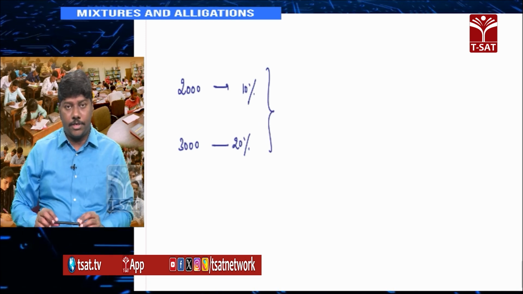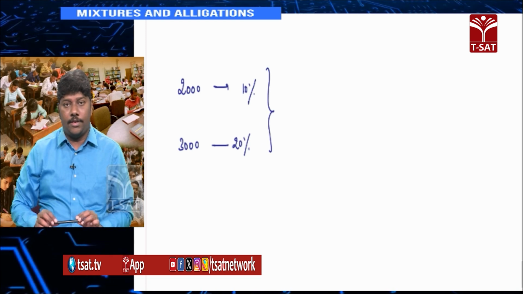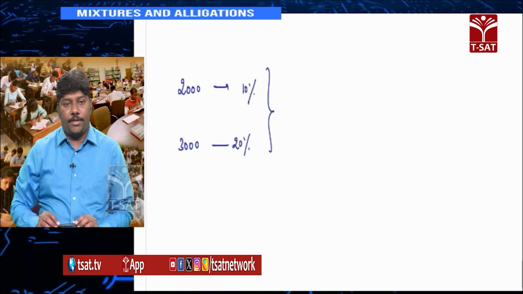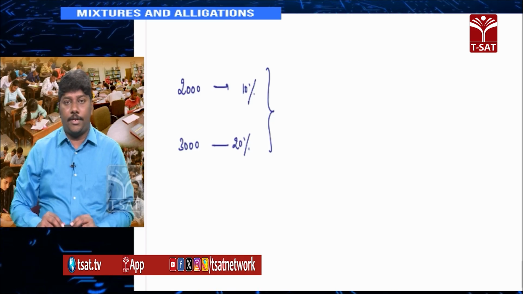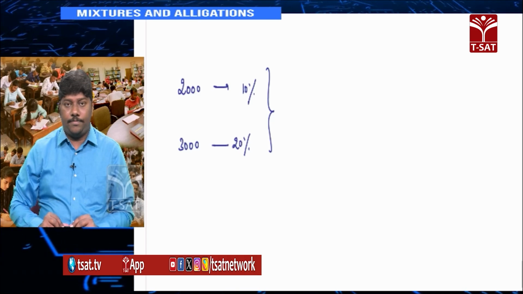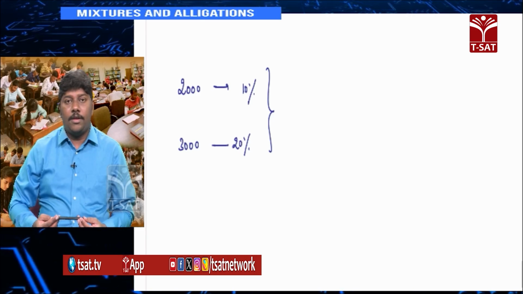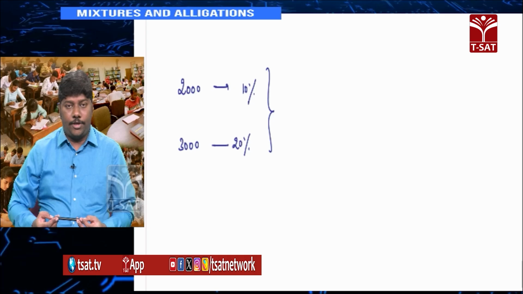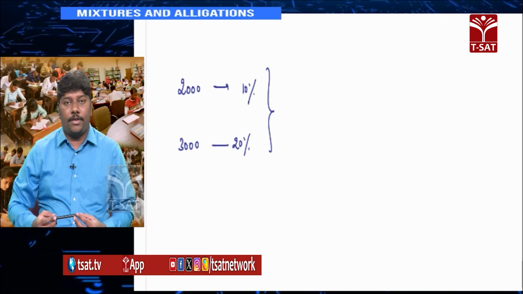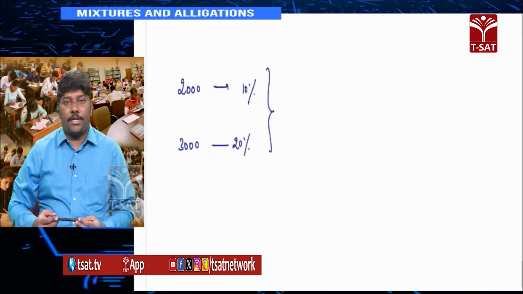I am dividing 5000 into two parts, 2000 and 3000. Upon 2000 I am getting 10% interest, upon 3000 I am getting 20% interest. What is the whole interest? The whole interest can be solved by using (N1A1 + N2A2) / (N1 + N2). Here N1 and N2 are the principals that you have given, and A1 and A2 are the percentages that you have given.